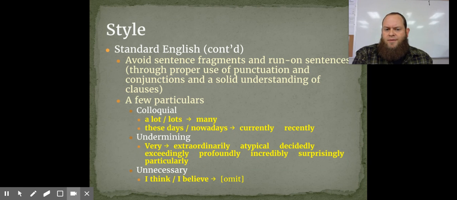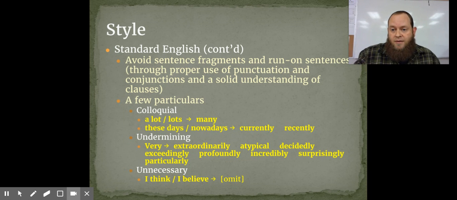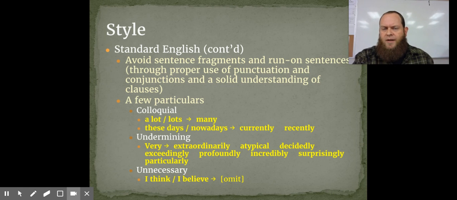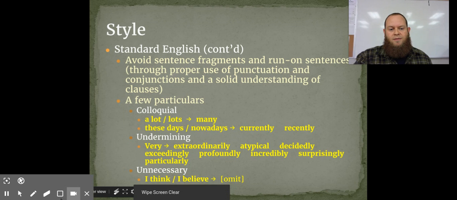"Very" is vacuous. If you tell me that something is extraordinarily or atypically or decidedly or exceedingly or profoundly whatever, I get that. That's good, because you're saying there's that normal level that things are, and this is beyond that. When you say "very," it comes across like maybe you're a small child who lacks the vocabulary to convey thought clearly, and it comes across more as an emotional appeal than a logical one. And never write "I think" or "I believe," because you're writing it, so by virtue of that it's understood that that's what you think or believe.